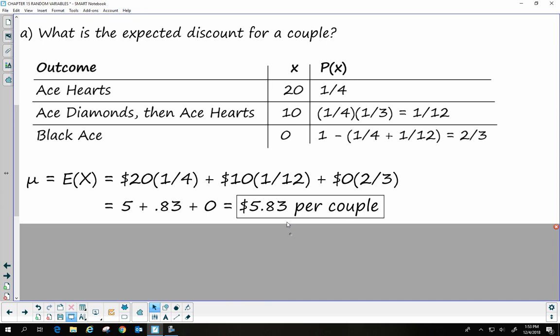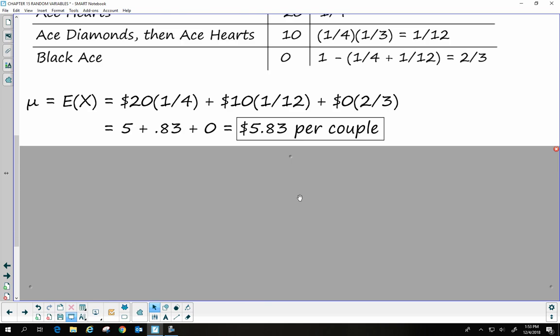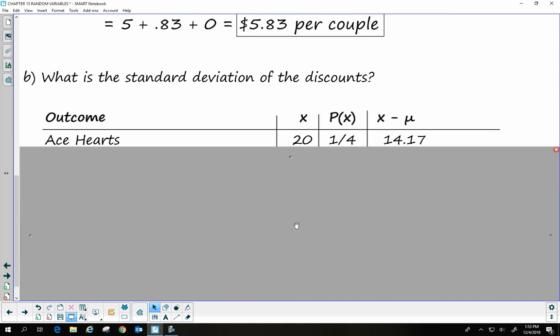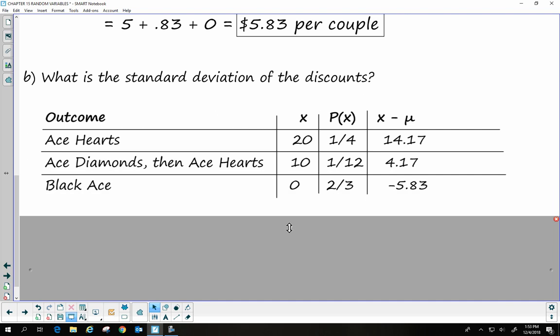Now, of course, not everybody's going to get a discount. Some people are going to get $20, some people are going to get $10, and some people are going to get 0 discount. So we could find also the standard deviation by adding that deviation column. So we just take the $20 minus the $5.83, $10 minus $5.83, and then of course 0 minus $5.83.